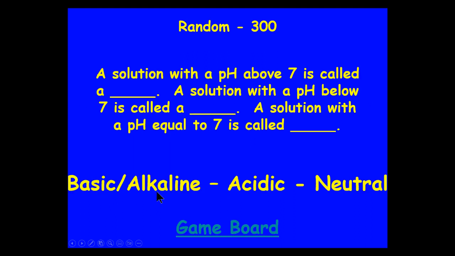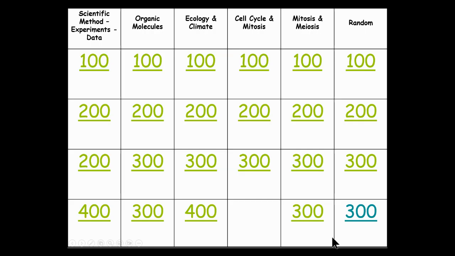All right, so that's basic or alkaline. Acidic is going to be less than 7. Above 7 is basic, alkaline, and neutral is equal to 7.